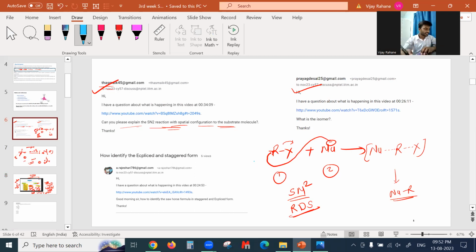The next doubt is how to identify Sawhorse formula in staggered and eclipsed form. Sawhorse formula in staggered and eclipsed form. What exactly do you want to say? Is anyone here who joined? Can you please elaborate your question?